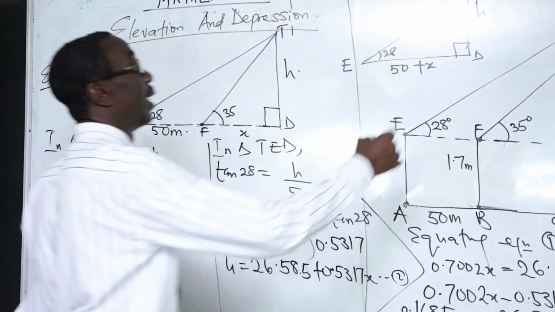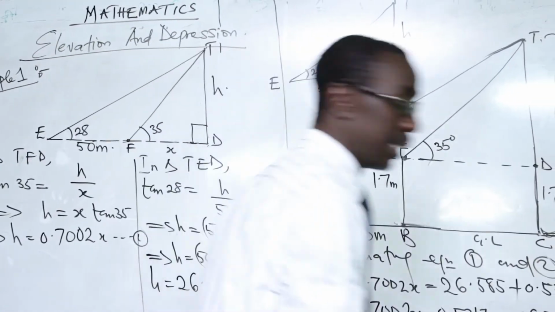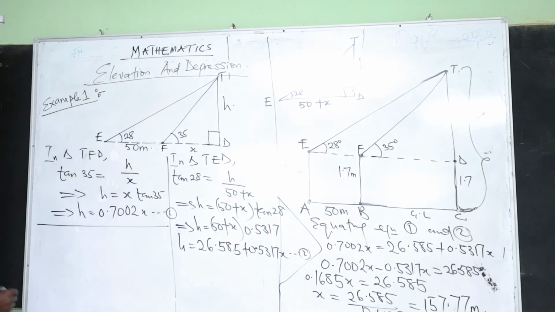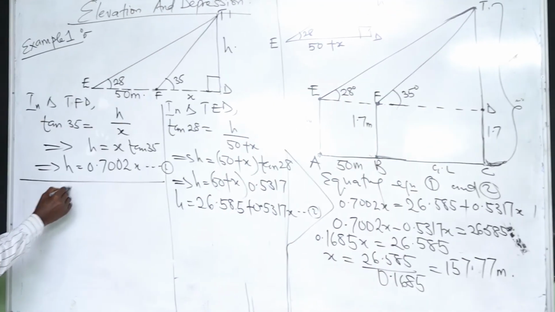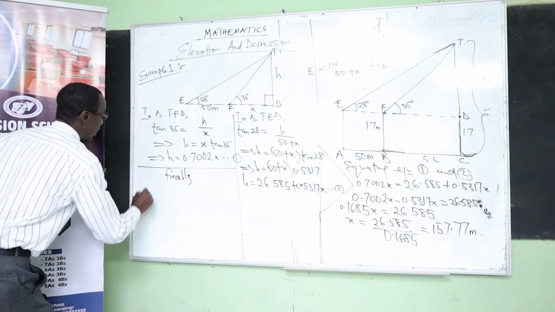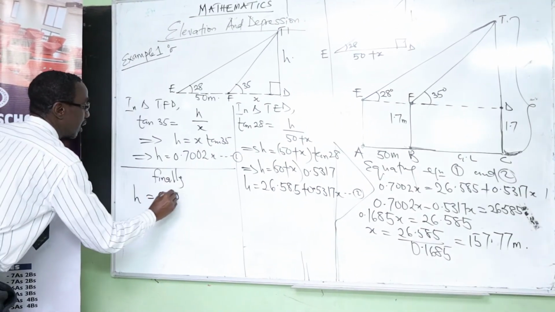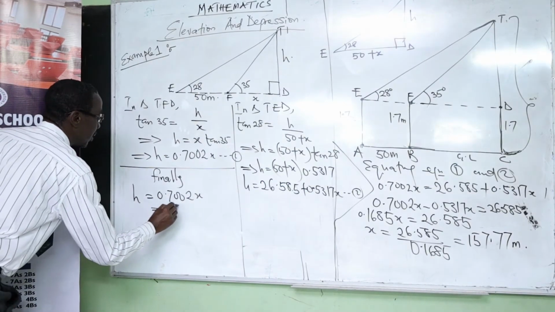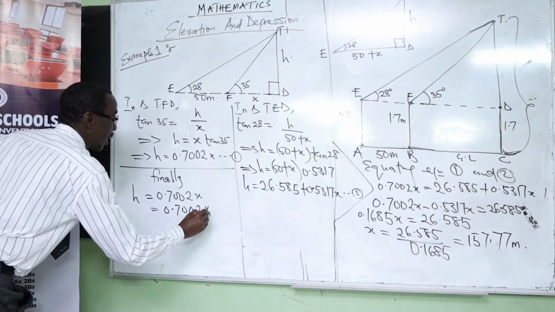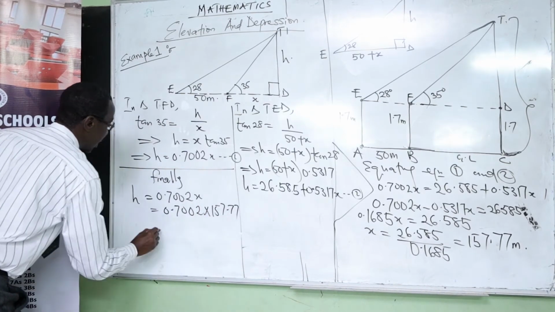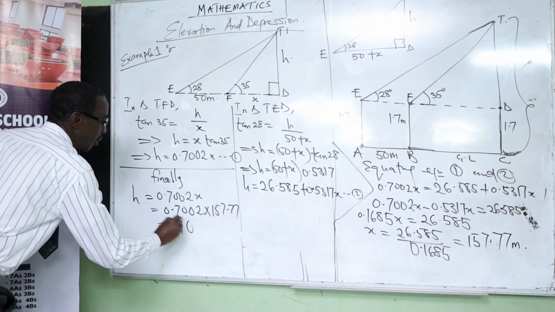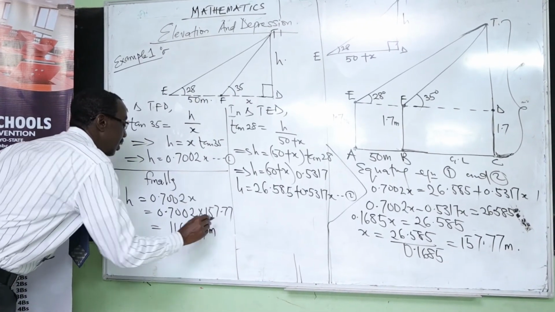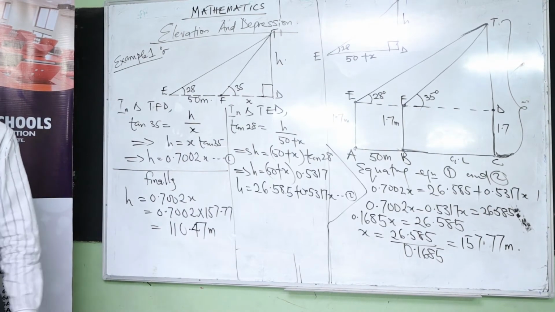I can use equation 1 now. So finally, h should be 0.7002x, but x is 157.77. So 0.7002 times 157.77. What's that? 110.47 meters. Is that our final answer?